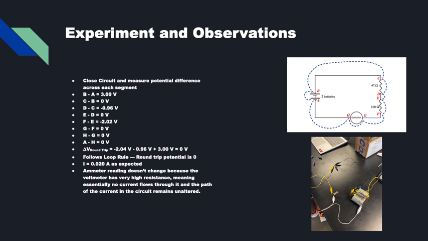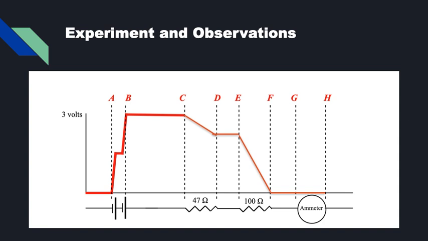And the ammeter reading doesn't really change because the voltmeter has very high resistance, meaning essentially no current flows through it, and the path of the current in the circuit remains unaltered. Here's my graph.